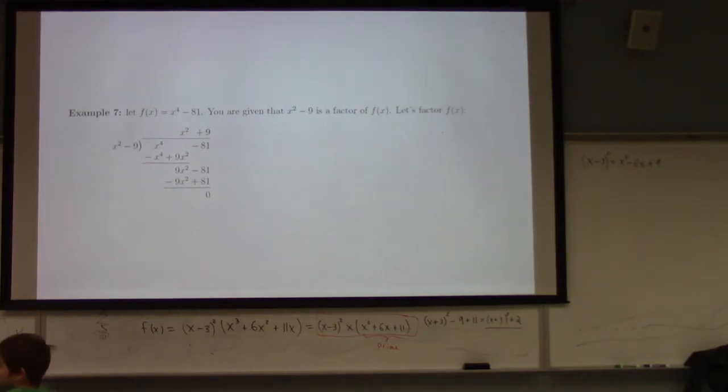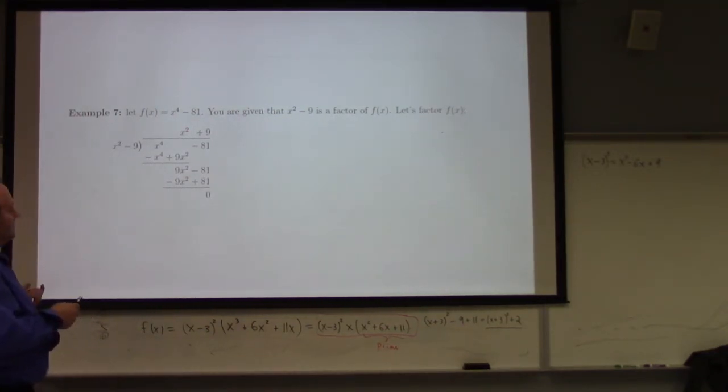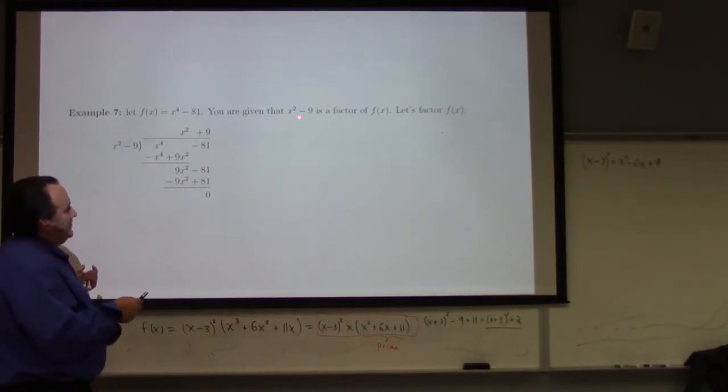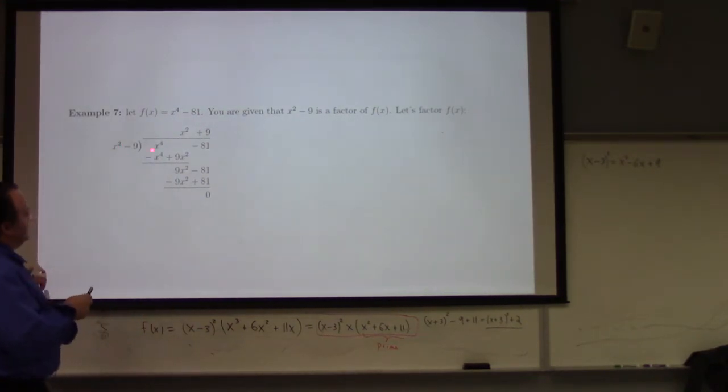Example 7 is a little bit easier. Here we have f of x is x to the 4th minus 81, right? We don't really need long division to factor this thing. In fact, this could have been a problem on test 1, right? But anyway, I'm just illustrating long division again. You're given that x squared minus 9 is a factor of f of x. Let's see what that does for us. So we can divide x squared minus 9 into x to the 4th minus 81.